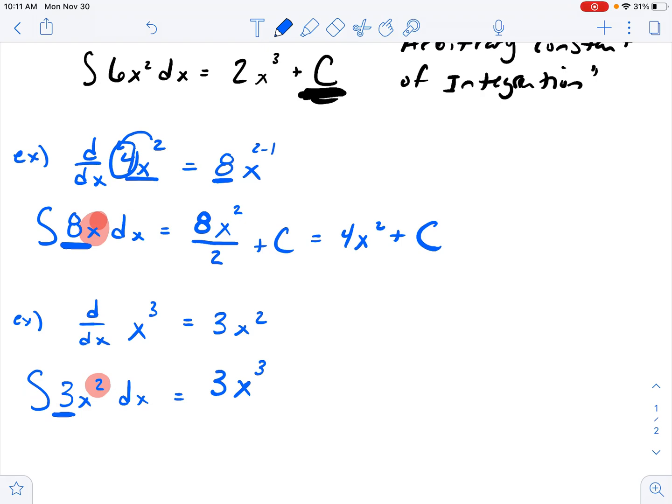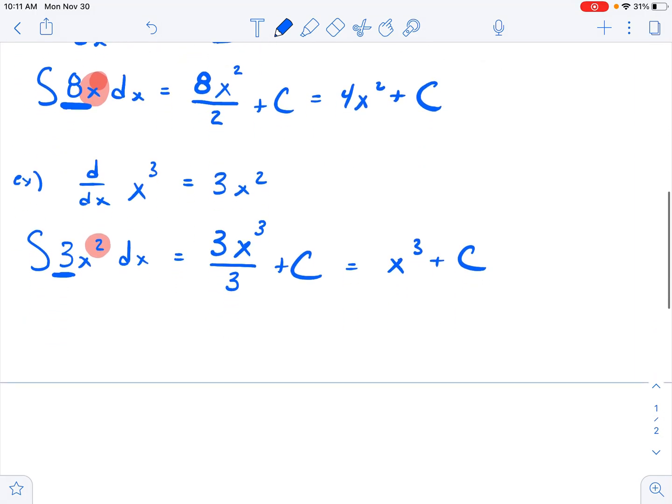That doesn't go anywhere. But now I've got to think about what I would need to divide this by to get back to 1x to the third. I need to turn around and divide by 3. And now I can simplify this. Let's see. Okay. And one more of these.